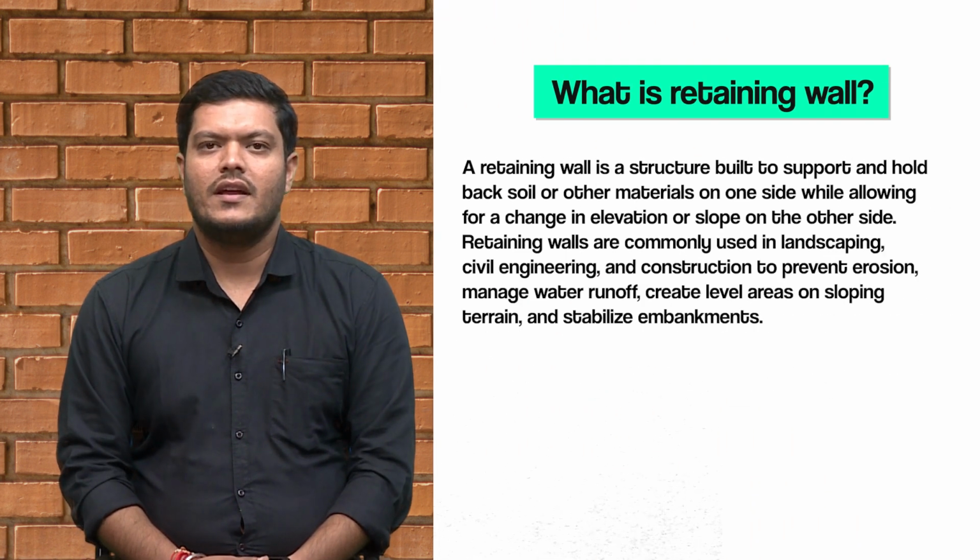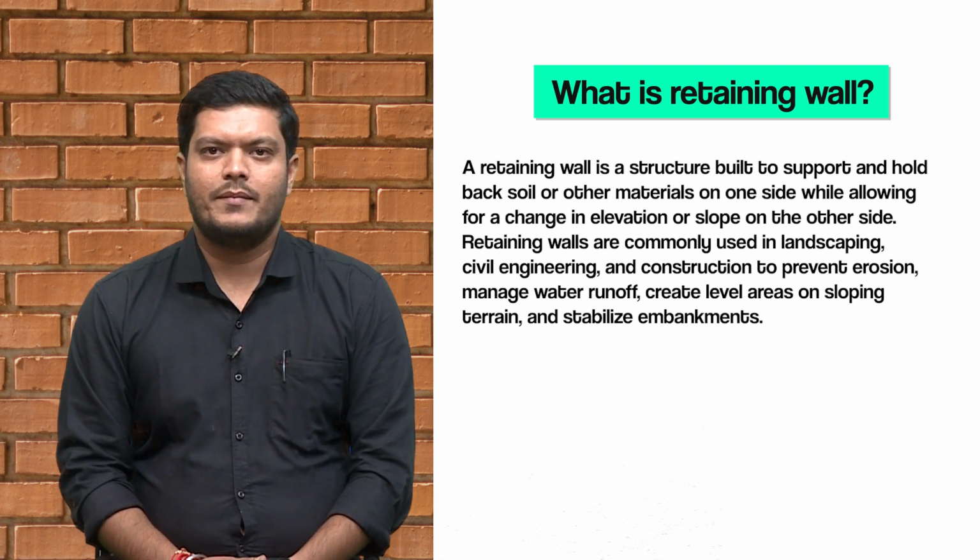What is retaining wall? A retaining wall is a structure built to support and hold back soil or other materials on one side while allowing for a change in elevation or slope on the other side. Retaining walls are commonly used in landscaping, civil engineering and construction to prevent erosion, manage water runoff, create level areas on sloping terrain and stabilize embankments.